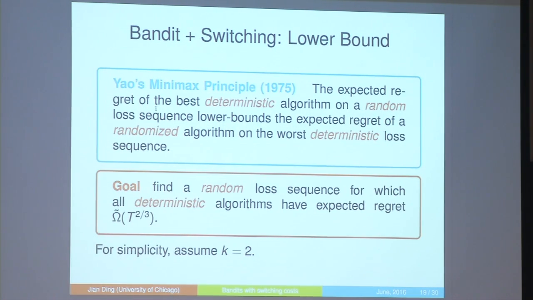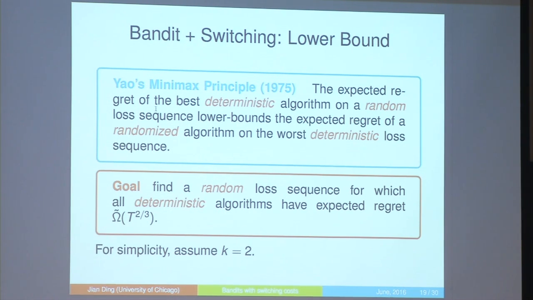Now, the real game that remains is the lower bound. For this, we are going to use Yao's minimax principle from '75. It's a little bit confusing, but it states that the expected regret of the best algorithm on a random sequence gives a lower bound on the minimax regret you want.